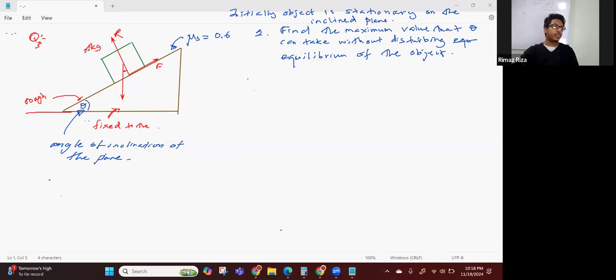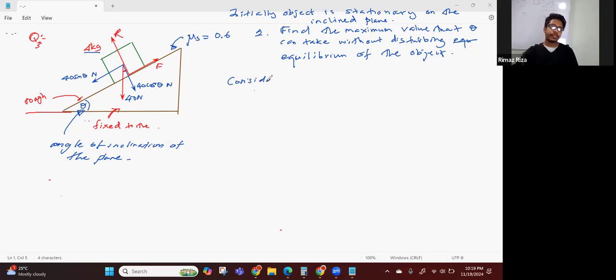Okay, so here the mass is 4 kilogram, therefore weight will be 40 Newton. And I can resolve this weight into two perpendicular components. One is in this direction and the other one is in this direction, parallel to the plane. Okay, so here this component is 40 cos theta in the units of Newton, and this is 40 sin theta in the units of Newton. Okay, so then I can consider the equilibrium.